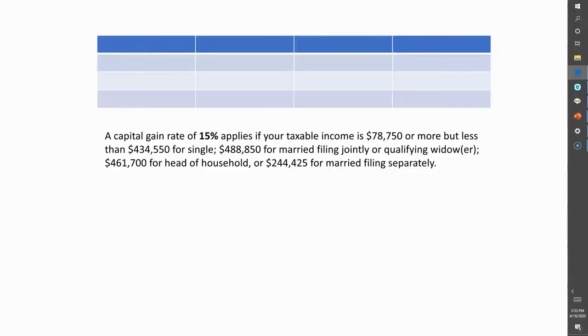Now, capital gains tax rates. The tax rate on most net capital gain is no higher than 15% for most individuals and most taxpayers. Some or all net capital gain may be taxed at zero if your taxable income is less than $78,750. This amount could change in the future.